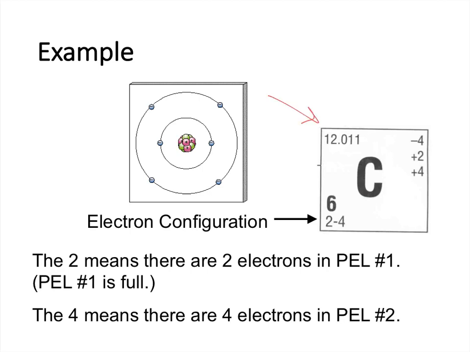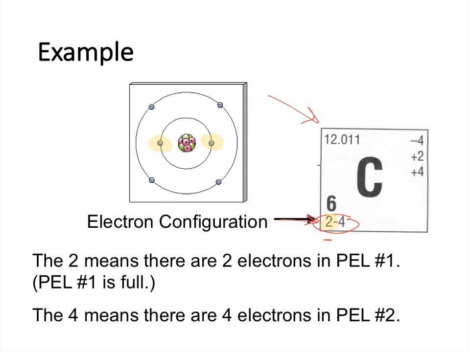This is the key that is on your periodic table. And in the lower left-hand corner, it is labeled that is the electron configuration for a particular element. The way that you would read this is you would just say 2,4 or 2-4. The 2 means that there are 2 electrons. They're in the first position. So those 2 electrons are in the first PEL for carbon, as in this example. Here they are in the diagram. And now that first PEL is full because the first PEL can only hold up to 2 electrons.